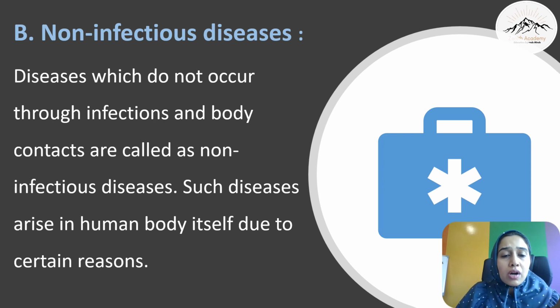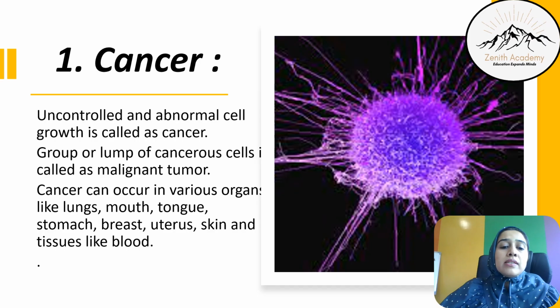Diseases which do not occur through infection and body contacts are called non-infectious. Such diseases arise in the human body itself due to certain reasons, that may be time, age, and different reasons. I alone might have that disease. If I have it, it is not necessary that my children or my other family members will also have it. Now, which are these diseases?